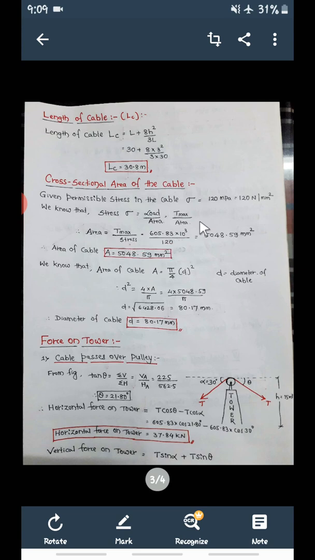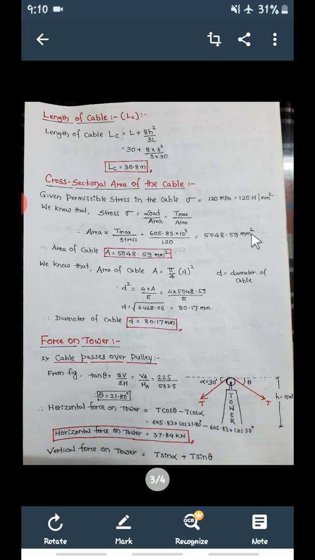T max is already calculated: 605.83. Okay, the maximum tension in the cable is 605.83 kilonewton. Now multiply by 1000. If you multiply by 1000, it becomes Newton. So T max is now converted into Newton, divided by 120, because this is in Newton per mm square. The T max should also be in Newton, so that's why you multiplied by 1000. So what will the area be?